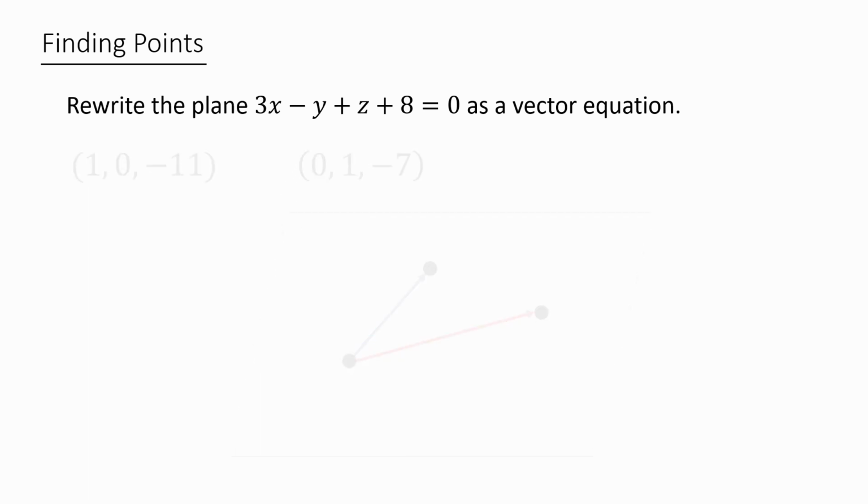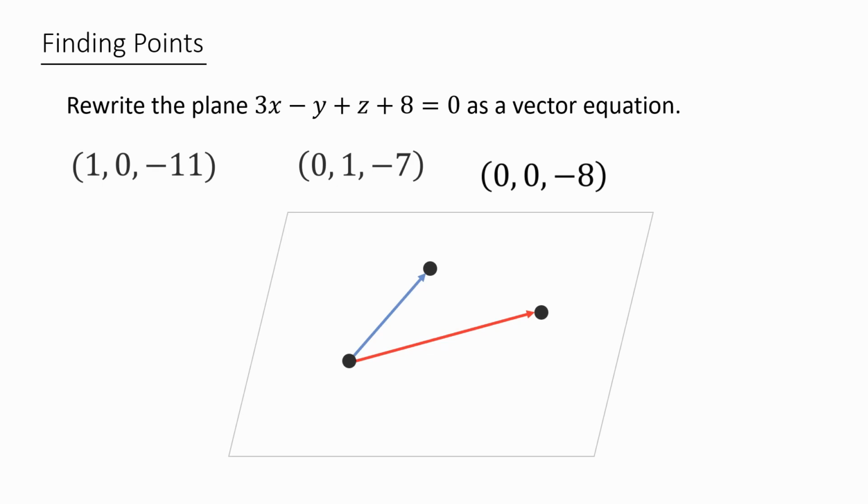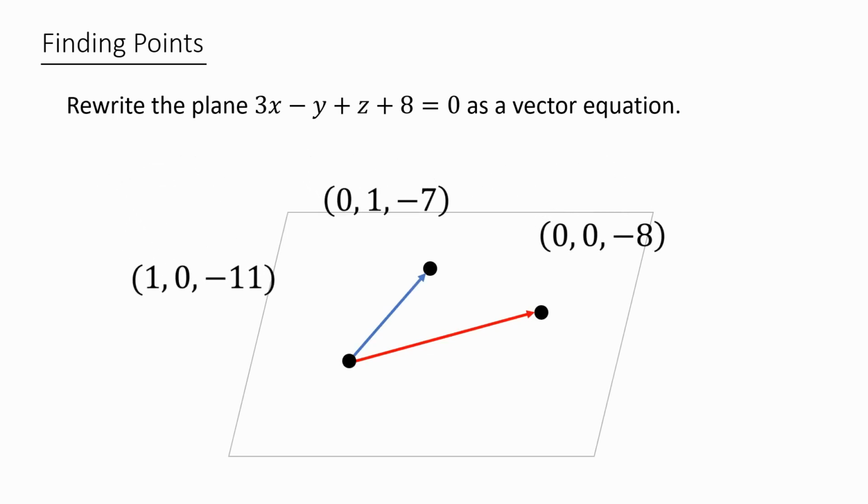Now for the third point. For this one, we're going to plug in x = 0 and y = 0. Substituting these in and solving for z gives a value of z = -8. The x and y components of our coordinate then are 0 and 0, and of course the z component is -8. Now we've got 3 points that lie on our plane.